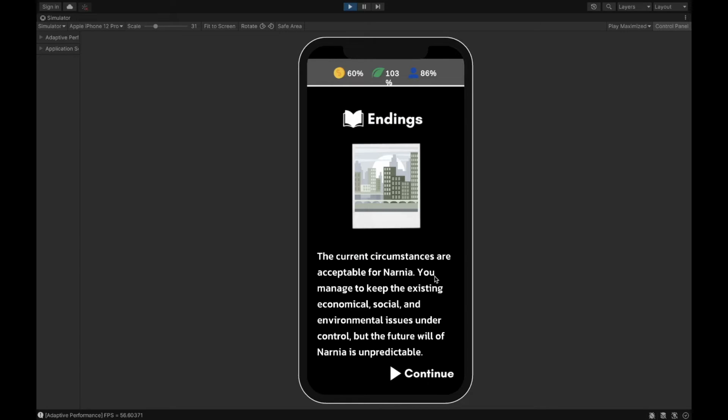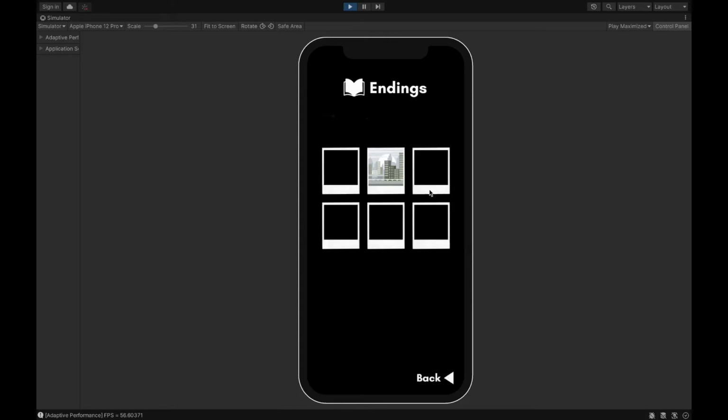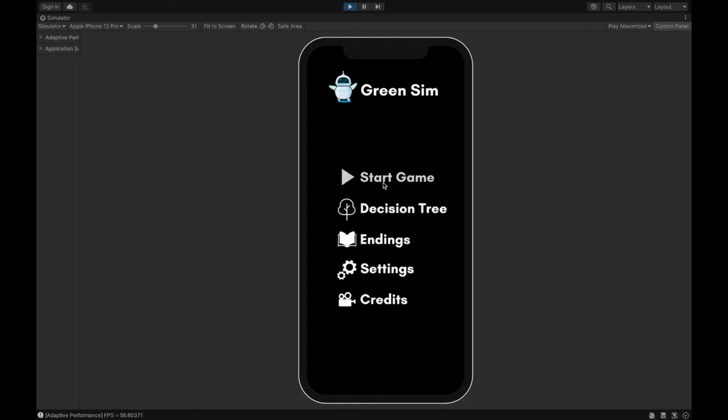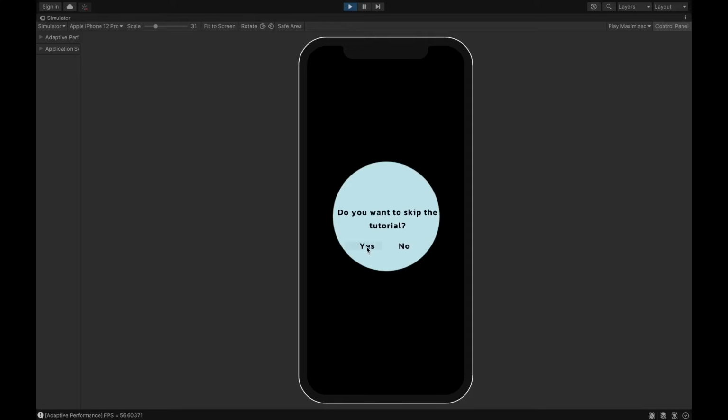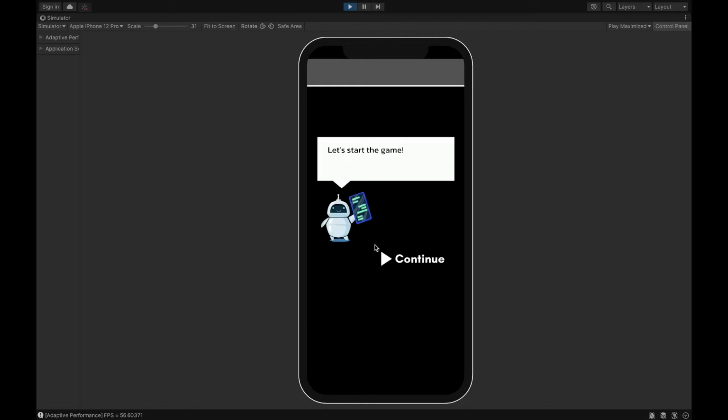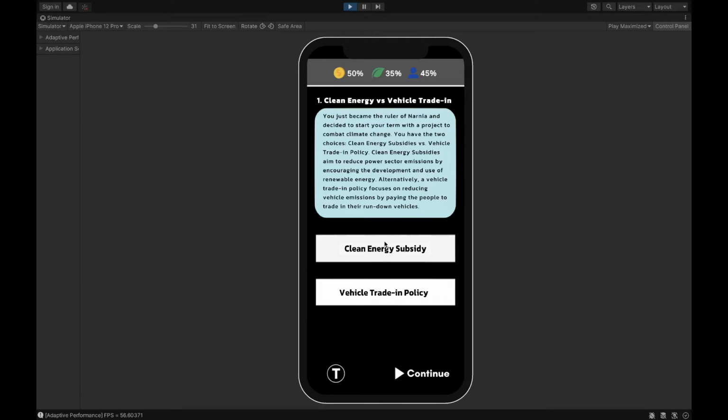So the current circumstances are acceptable for Narnia. We managed to keep the existing social, environmental, and economical issues under control, but the future of Narnia is unpredictable. So if we continue, you'll see that the ending appears once you unlock it, which is good. But if we go ahead and start a second game, if we do Narnia again, yes, we'll skip it this time, so let's start the game.